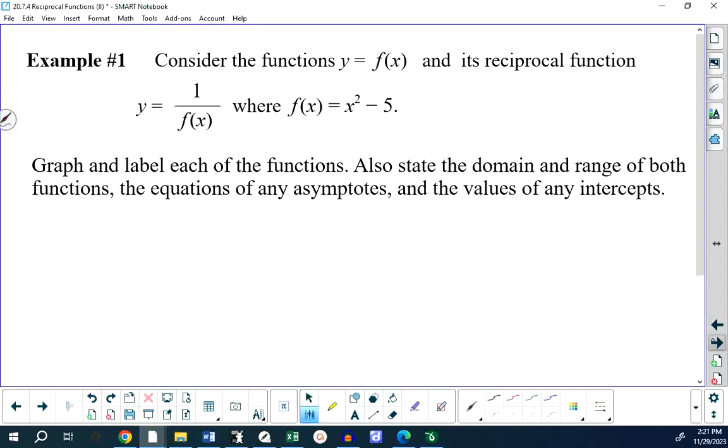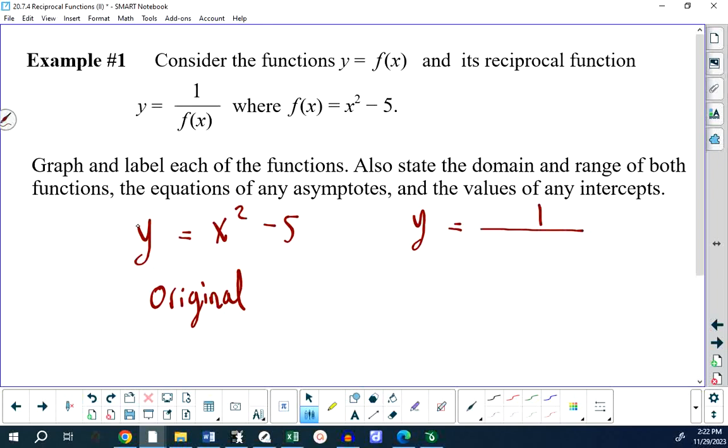So, this is the original function, and this is the reciprocal function. And what we want to be able to do is sketch the graph of the reciprocal function if we know what the original graph looks like.